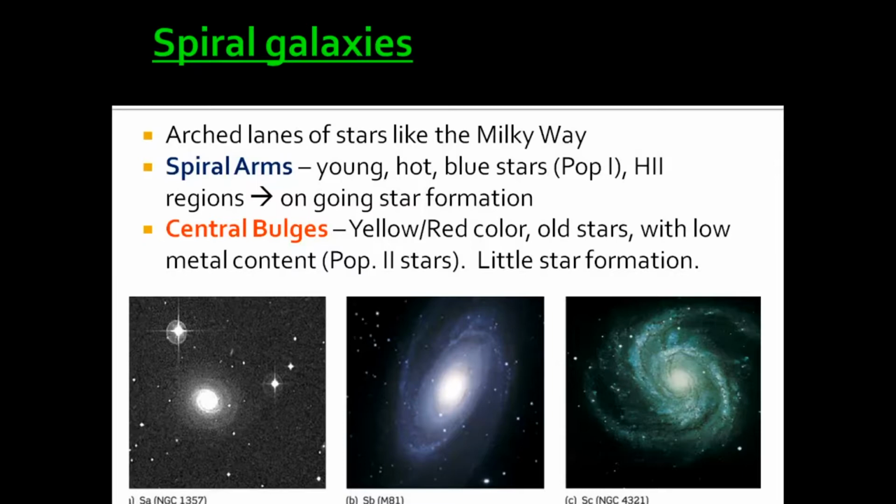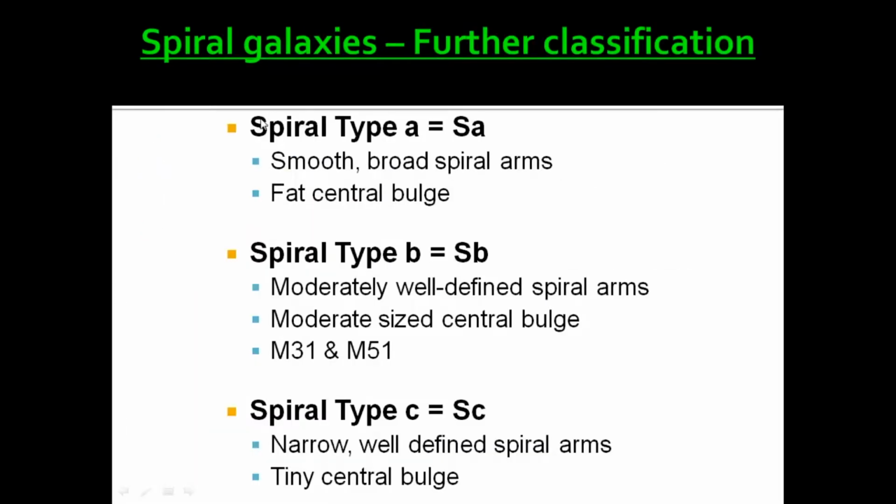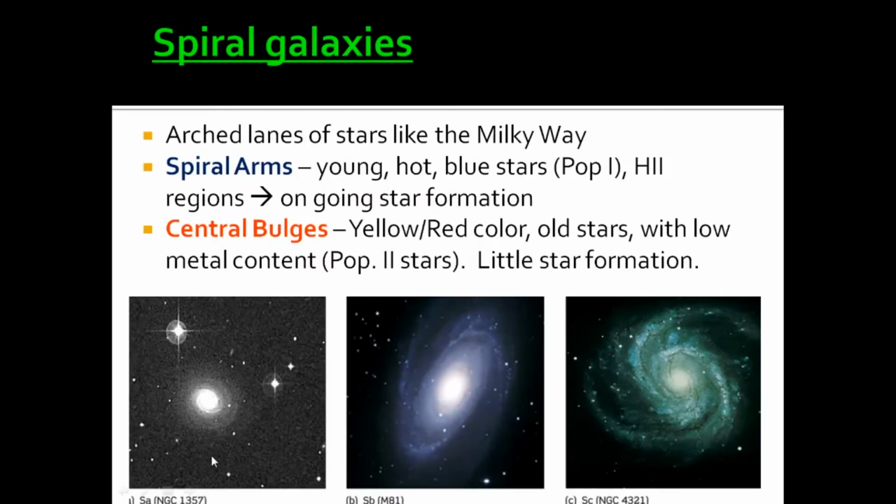Now, Hubble classified further to be more specific than just spirals. He classified 3 different types of spirals: SA, SB, and SC. I think I have a slide on this. Yeah. So spiral type A, the capital S is for spiral, lowercase a for type A. These types of spiral galaxies are more smooth, and they have broad spiral arms, and they have a very fat central bulge. Let's look at the lower left image. This is a type A. You can see that the central bulge is huge and that the spiral arms aren't very distinct. That would be an SA.